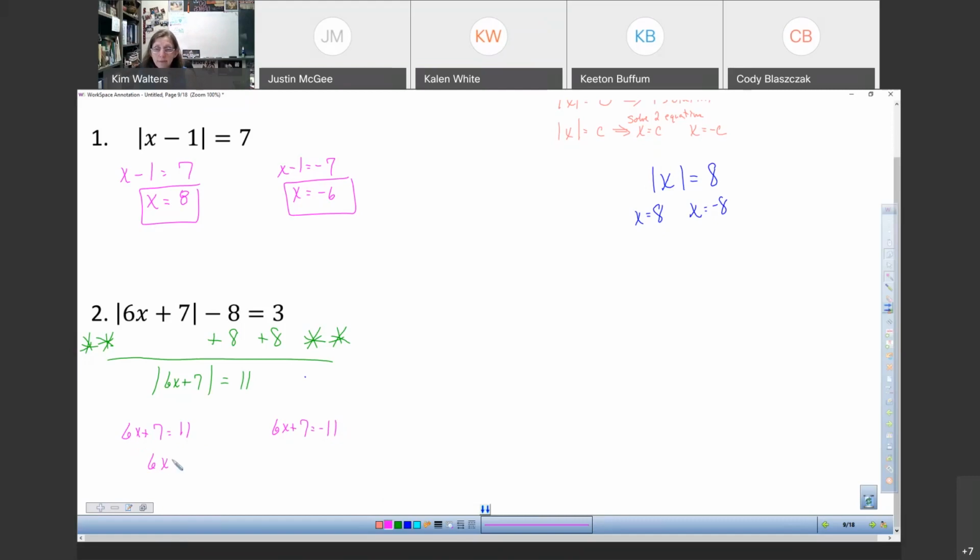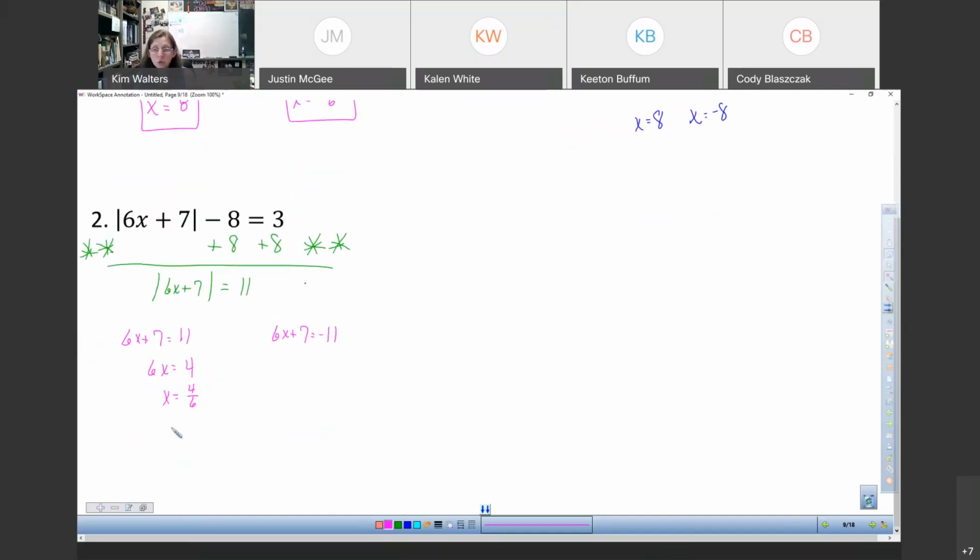So I'm going to subtract 7 from both sides. That's going to give me 6x is equal to 4. Dividing both sides by 6, I get x is equal to 4/6, but 4/6 simplifies to 2/3. So I have x is equal to 2/3 is one solution. The second part, again, I'm going to subtract 7 from both sides. Gives me a very different looking number over here. I get negative 18. Dividing both sides by 6, I get x is equal to negative 3. And so these are my two very different looking solutions, but they are both solutions to this equation.